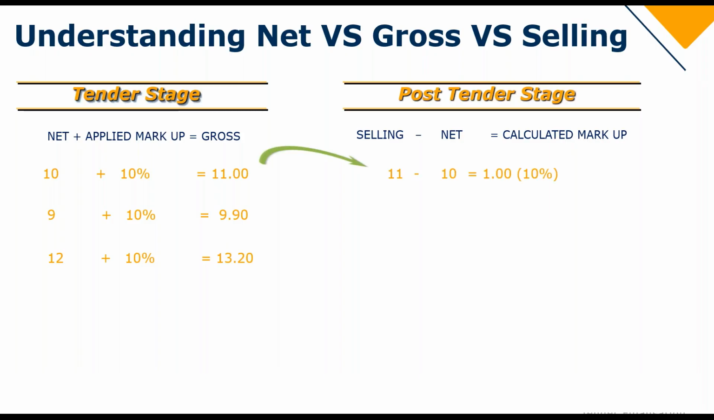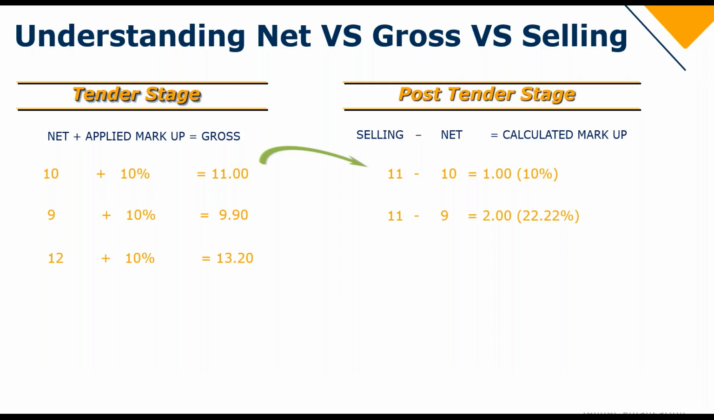So we copy that to our selling, subtract our net, which is 10, and it equals that 10% markup, the calculated markup that we added on at tender stage. So there our selling is 11. If we are able to get the resource, able to do the job cheaper, maybe we get the resource at 9, we are now making 2. So that gives me a percentage of 22.2%.